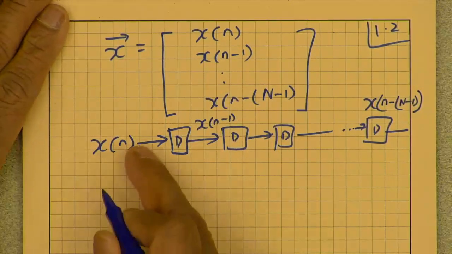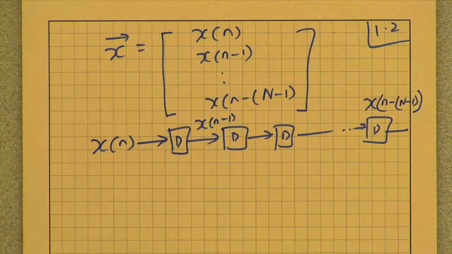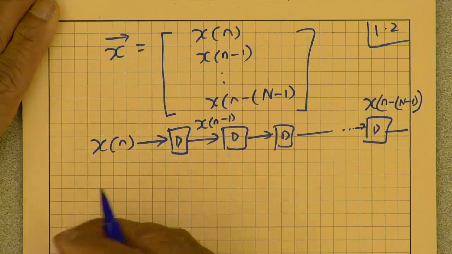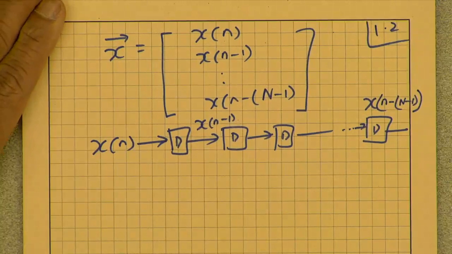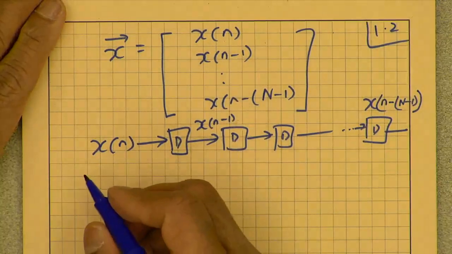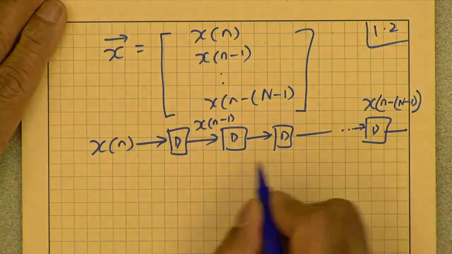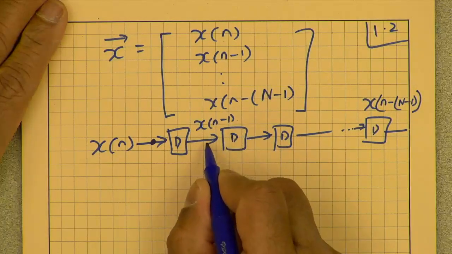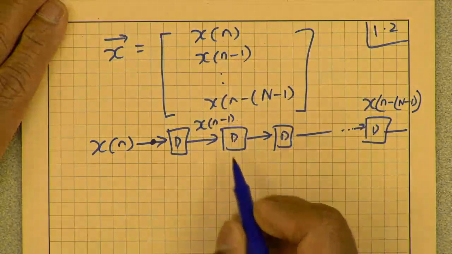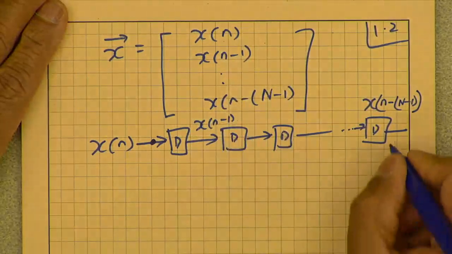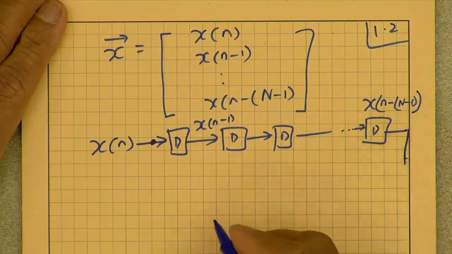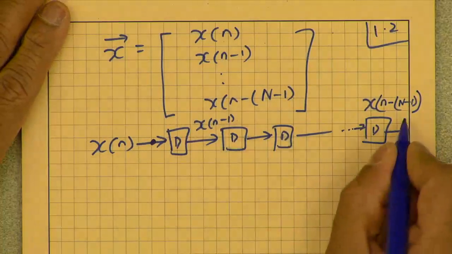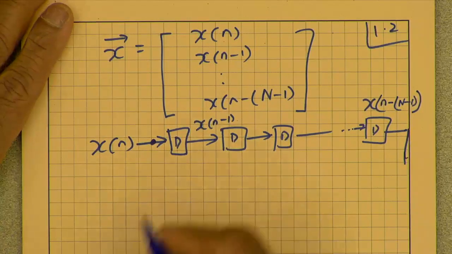So the vector dimension is n, which means that we have the original signal sample x[n]. By the way, I am assuming these are periodically sampled, so there is a sampling period. The vector is simply the current sample x[n] plus the n minus 1 delayed samples, x[n-1] through x[n-(n-1)].